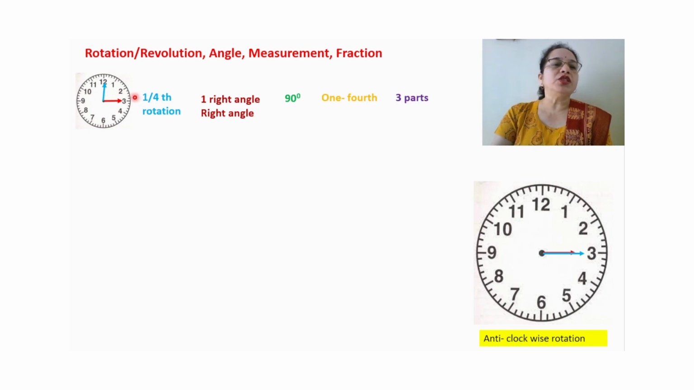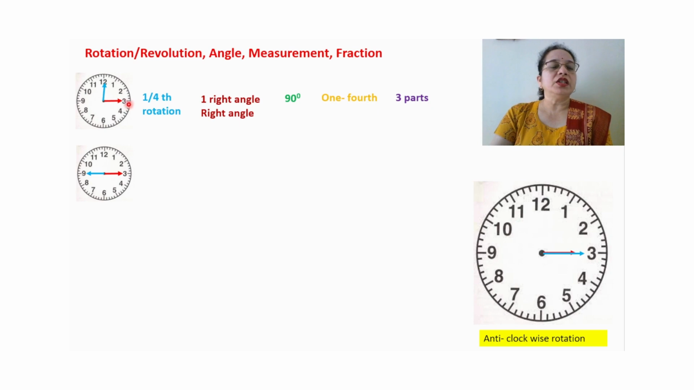And how many parts can you see over here? This is one part, this is two, and this is three. Or easily we can say that after 12 you can count 1, 2, 3. So you can see that three parts are there. This concept we will use to solve questions from the exercise.